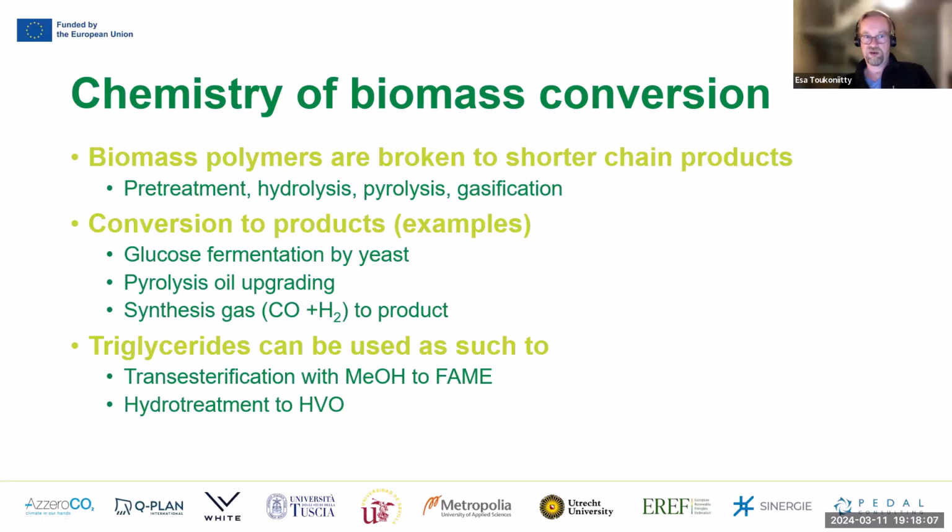ferment it to ethanol. The first generation approach is that you get the glucose from these sugar producing plants like sugar beet or sugar cane, but those are edible materials, so this is not the preferred way.